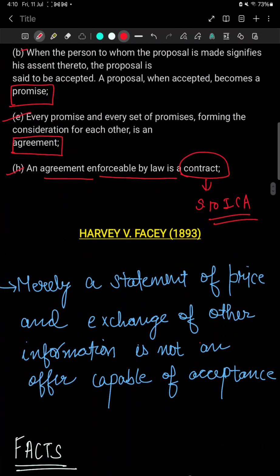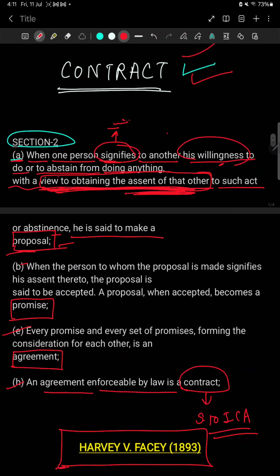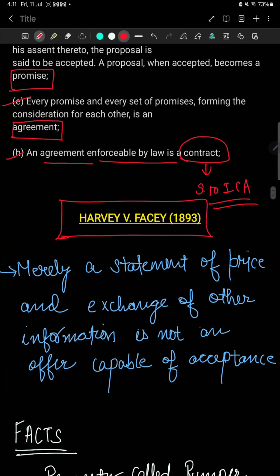Now we will come to the case law, Harvey versus Facey 1893. For the time being, you just keep in your mind that whenever one person makes an offer to another person, it is important that A has the intention that whatever offer he is giving, he wants that B must accept it, and B accepts it, right? Why would you make an offer to someone? Because you want the other person to accept it, right? And this intention of A is very necessary, that he is making a statement to B so that he gets into a contract with him, right?